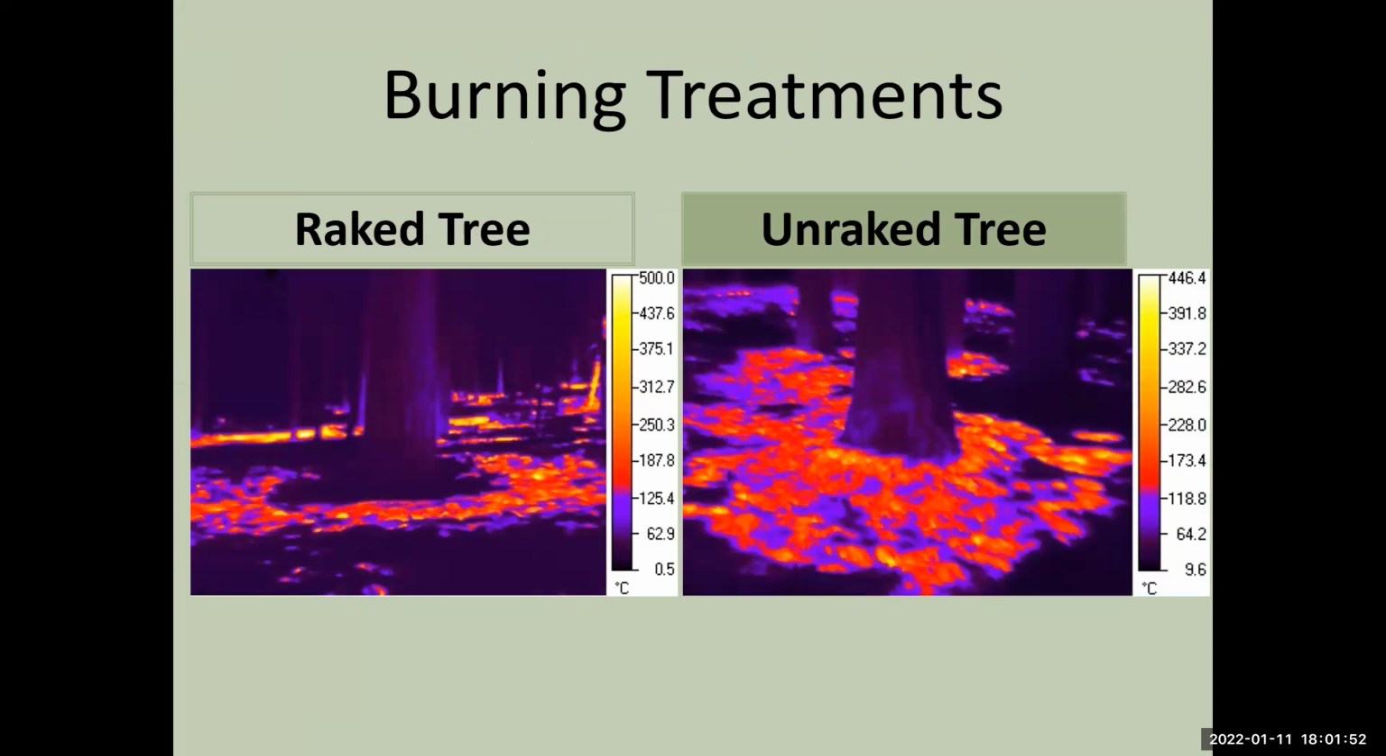So everything that shows purple and red and yellow in these pictures is lethal heating temperatures. This was from another study where we looked at raked trees and unraked trees. We raked the duff and litter away from trees before a prescribed fire, but I just wanted to show the level of heating that can occur around the base of these trees in that duff and litter.